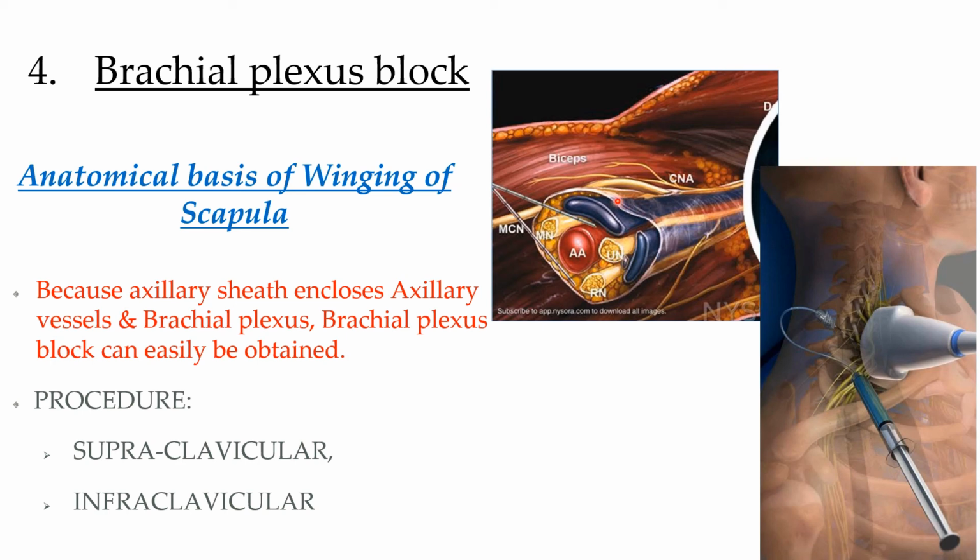And in this illustration you can see this is the axillary sheath, and inside the axillary sheath you can see this is the cut section of the axillary artery, and these are the cords and the branches of brachial plexus.